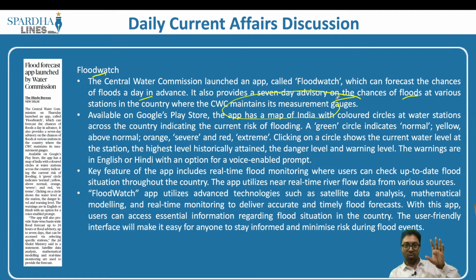So in order to overcome this, the Central Water Commission has come up with an app where they would be able to give information to the people one day in advance whether floods are going to occur in that particular place or not. So this is available on Google's Play Store. The app has a map of India with colored circles. What does it indicate? A green circle indicates it's normal, yellow is above normal, orange is severe, red is extreme. Clicking on the circle shows the current water level at the station, and this particular app is in 2 languages.